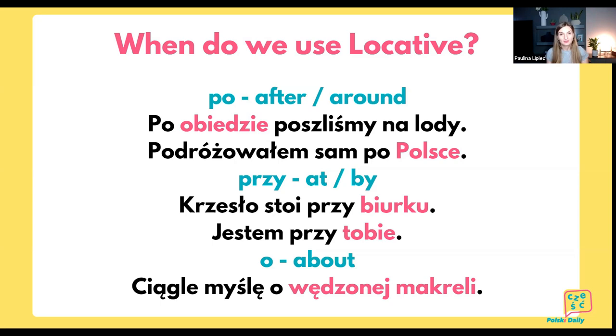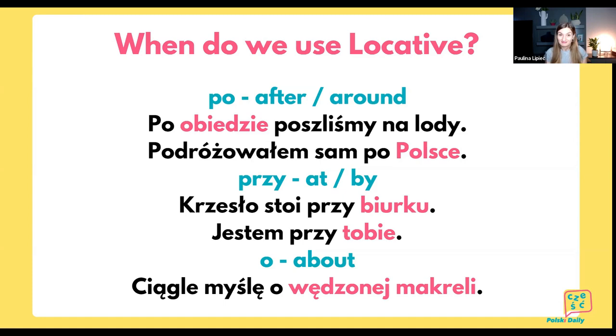And the last one is o, about. Ciągle myślę o wędzonej makreli. I don't know who's writing these stupid examples. Probably me. I keep thinking about the smoked mackerel. So we use locative also with o. And that's it. That's the answer to the question, when do we use locative? There's no other situations when you would use locative case. Now we can move to how to use it.